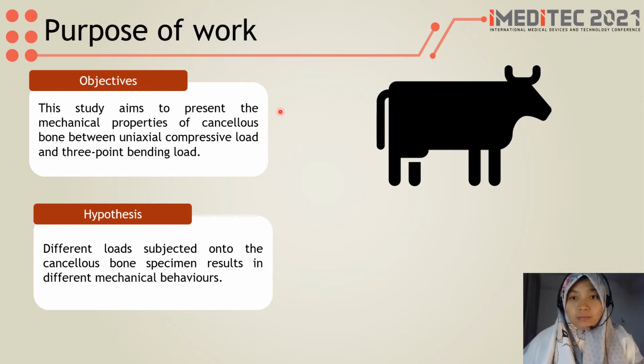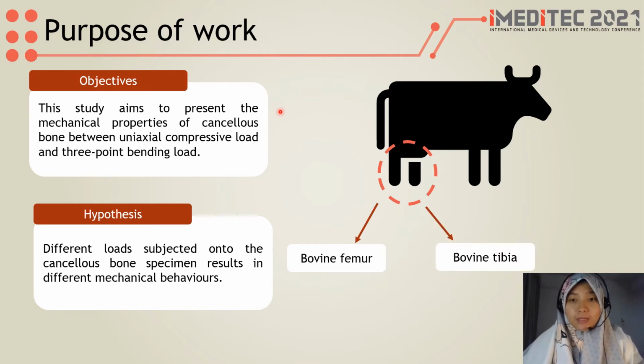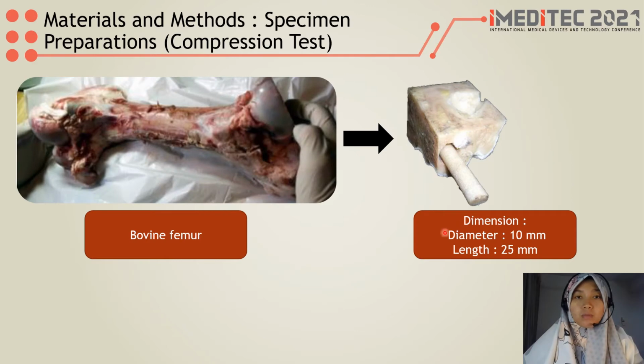In the study, bovine bones of the femur and the tibia are experimentally used to conduct the compression and three-point bending tests. For compression tests, the femoral heads of bovines are cut and shaped into cylindrical specimens with a diameter of 10 mm and a length of 25 mm.